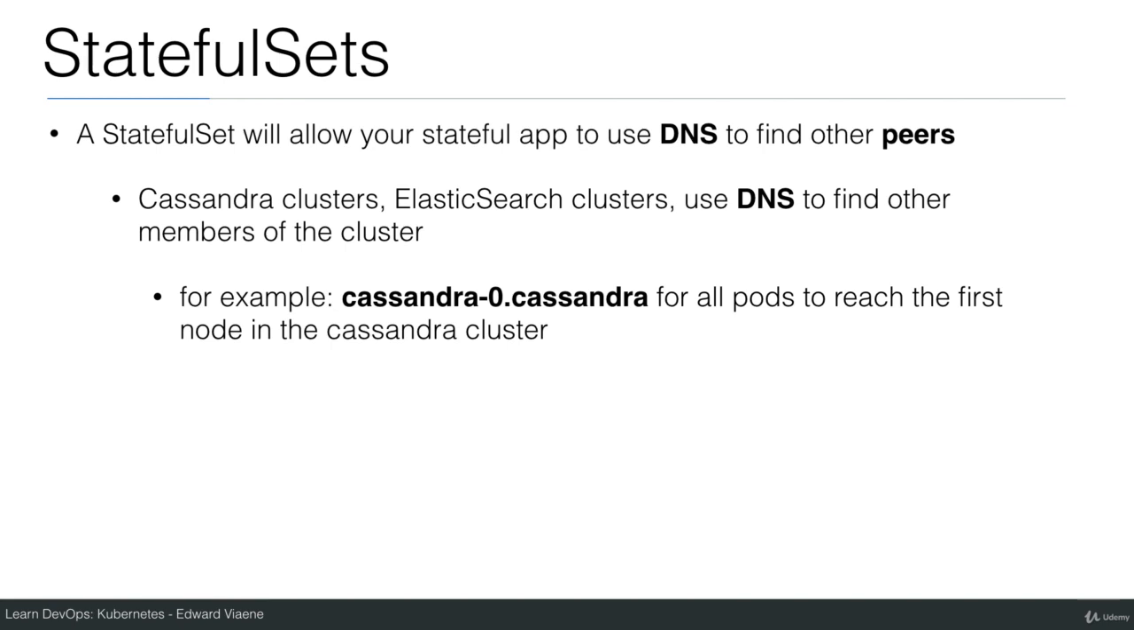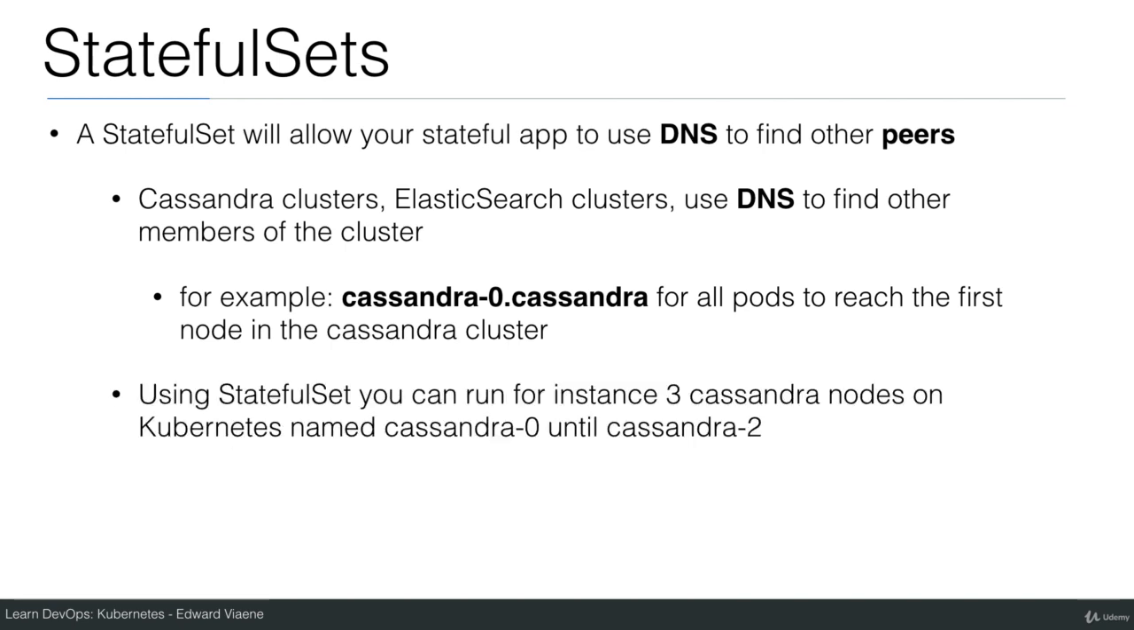So they will then contact, in Cassandra it's called the seed node. So this is the way they find each other. So in this case, you need a stable host name for all the pods, for all the nodes that are running to find each other.